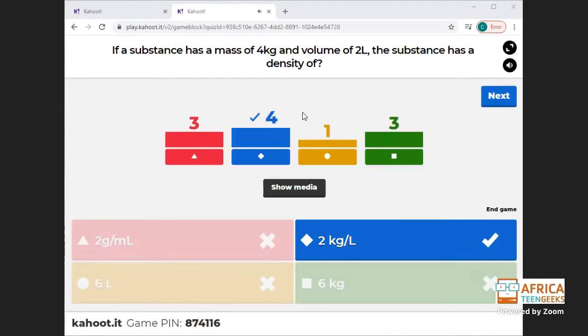Wow. So only 4 of you got it correct, and 3 of you said it's 2 grams per milliliter. Be aware of the units that are used. Look at the units. Remember, our question had kgs and liters, and basically the triangle is grams and milliliters. And who said 6 liters? No, guys, it's not addition, and it is definitely not addition of volume or addition of mass. Remember, density is mass over volume.